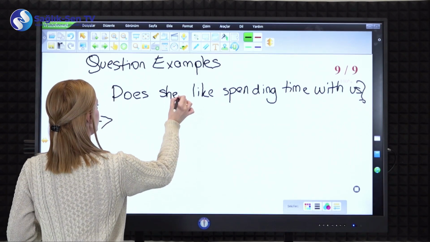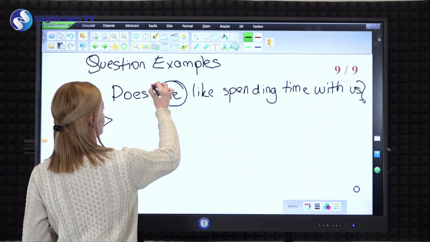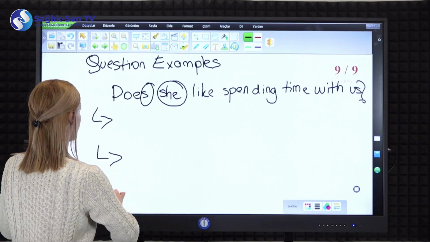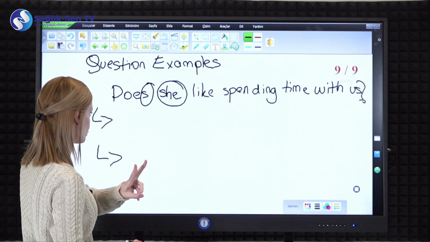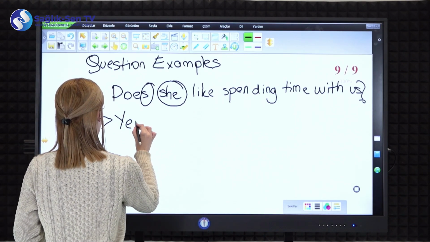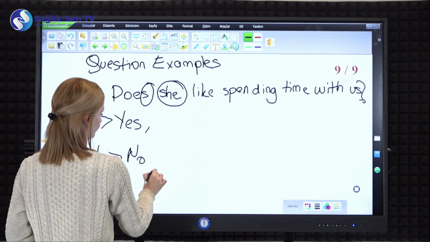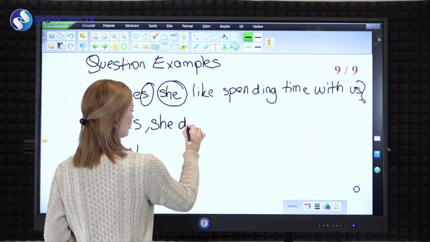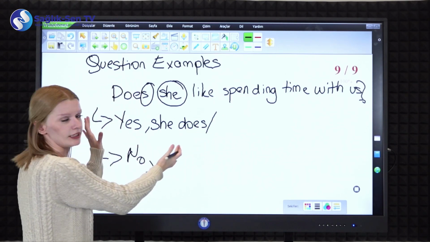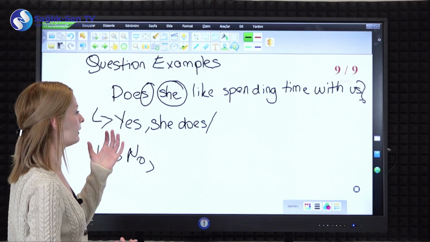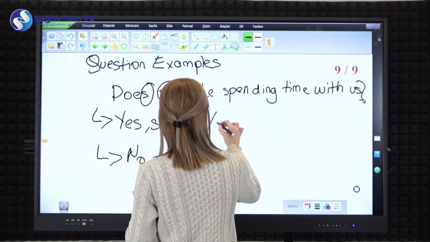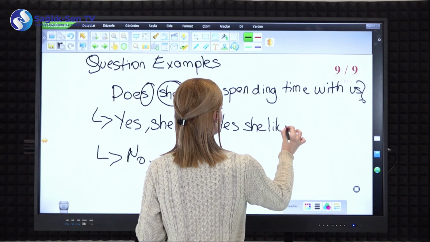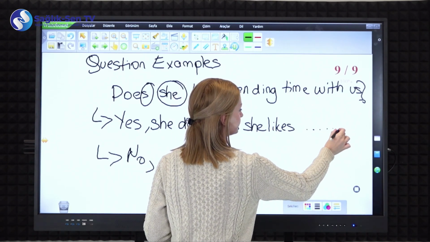And there is my subject, which is why there is an S, and this is a yes-no question. There's two answers, yes or no. Yes, she does. And this is the short answer. But how can I say my long answer? Yes, she likes spending time with us. Gerisi aynı.